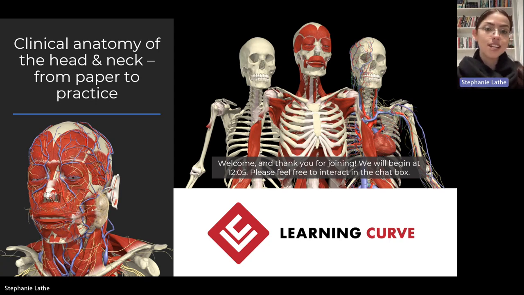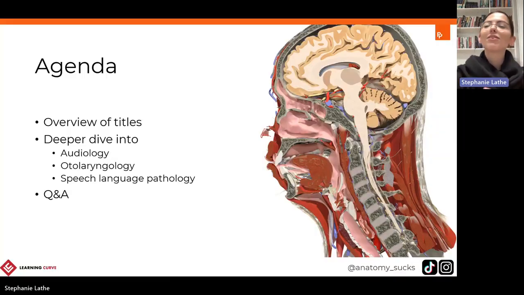So just a bit of an agenda of what we will be going through. I will give you an overview of the specific titles or pieces of information that we'll go through today. And then we'll jump onto the Primal Pictures platform. And we're going to go through 3 titles in detail today: audiology, otolaryngology, and speech language pathology. Now, within these 3 titles, we find a wonderful wealth of clinical application and clinical knowledge to help translate that information from paper to practice. And then we will do a question and answer session at the end.